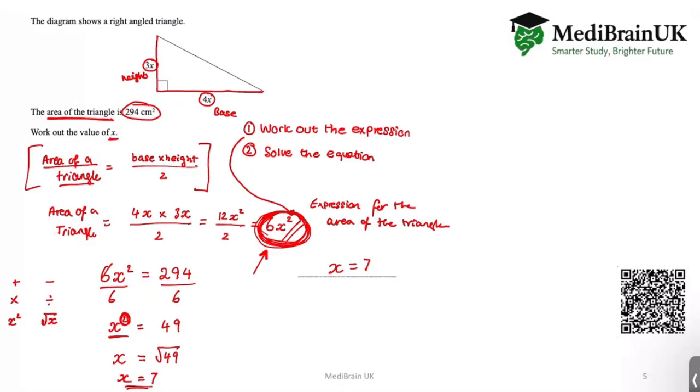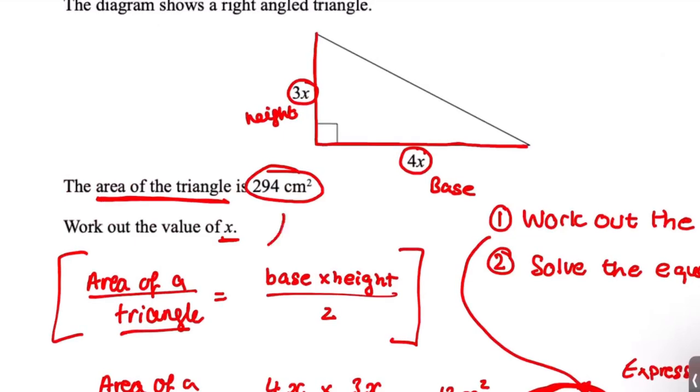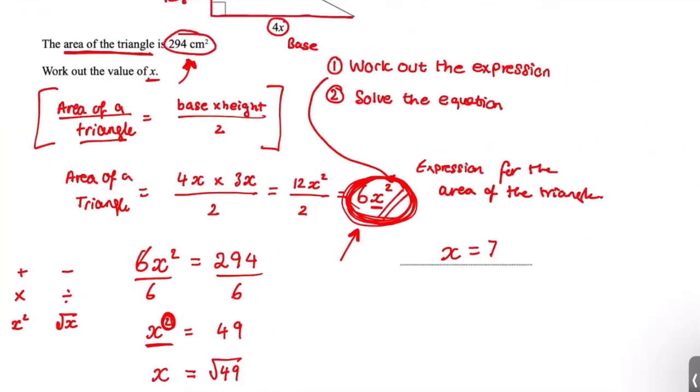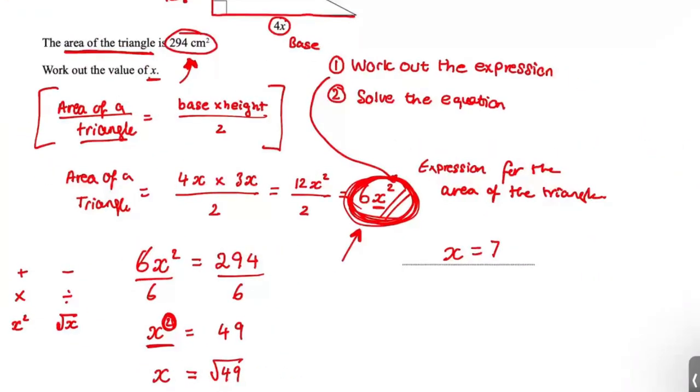But this is the algebra version. We want to work out what this x is. That's our aim. And we know that the total area of the triangle is 294 centimeters squared. And that must be the same as this expression of the area of the triangle. These two will be the same exact thing. So we're going to make the expression, 6x squared, equal to the number. So 6x squared is equal to 294.